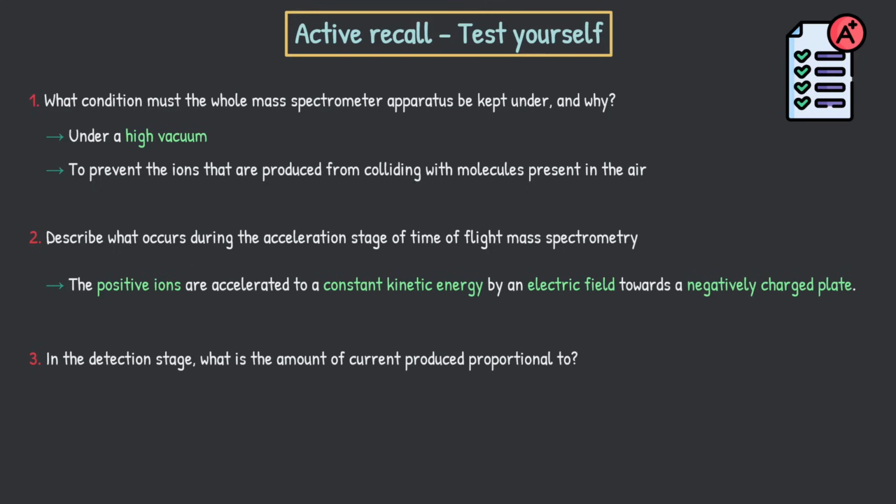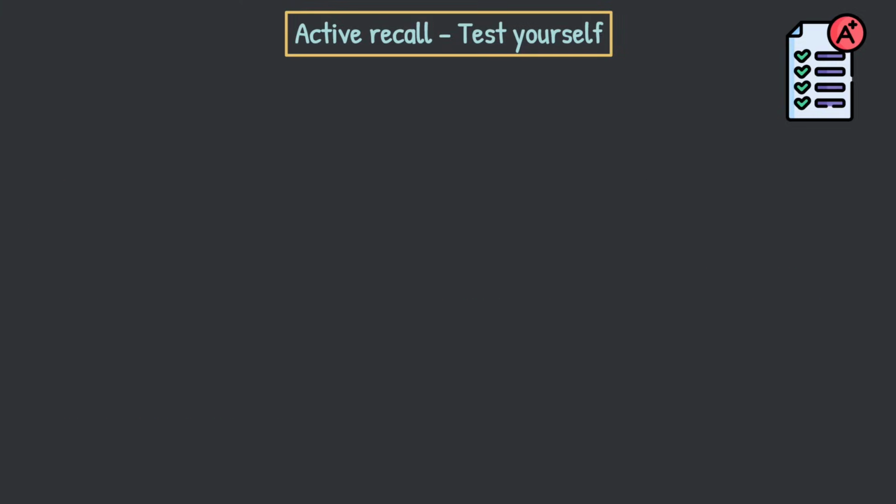Right, question 3. In the detection stage, what is the amount of current produced proportional to? So it's proportional to the relative abundance of that ion. All right, so this is 3 easier questions out of the way. Let's look at a bit of a more long form question.